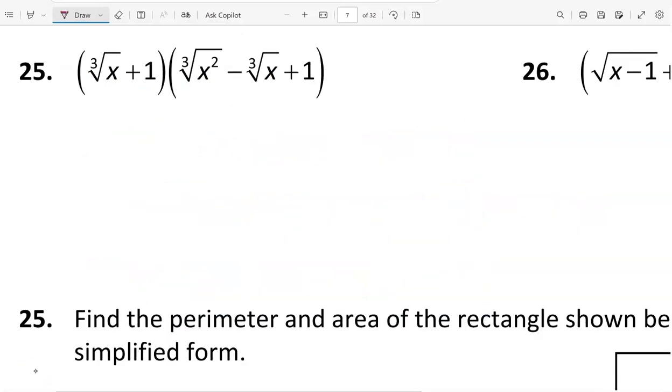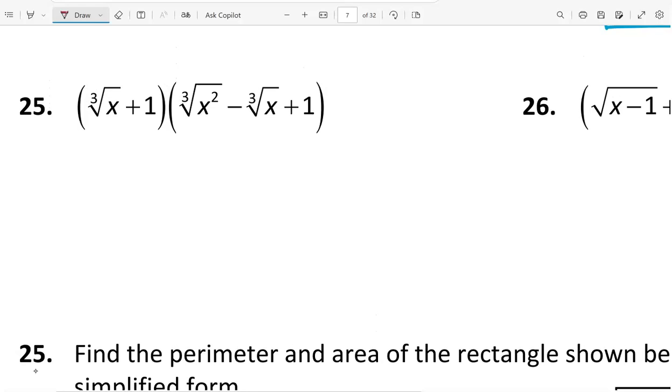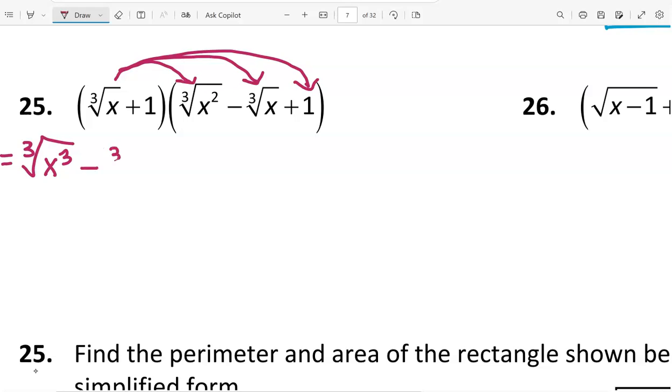In 25, we need to multiply by using partial products again, which is sort of a modified FOIL method. So I'm going to distribute this first term to each of the terms in the trinomial. And so let's do that first. The cube root of x times the cube root of x squared is the cube root of x cubed. And for the second term, the cube root of x times the cube root of x is the cube root of x squared. And for the last term, cube root of x times 1 is the cube root of x.